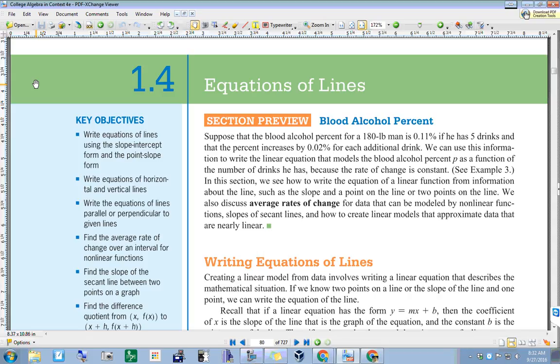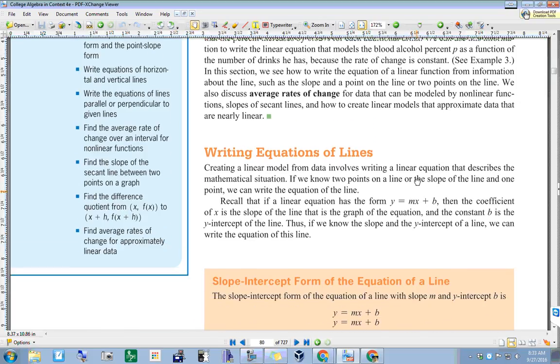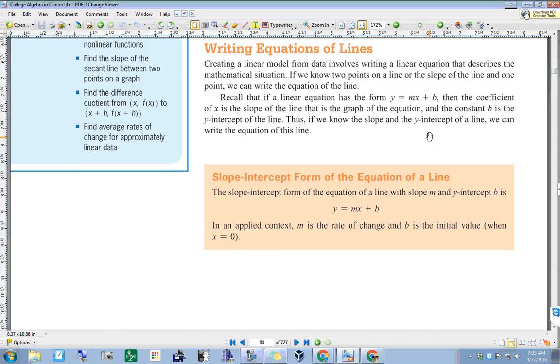Now, we're going to take a look a little bit more at the equations of lines, what we can do with them, how we create them, what kind of information is required for us. Now, we've talked about writing the equation of a line. Y is equal to mx plus b. We know what these variables are. We know what these numbers are, but what does it mean?